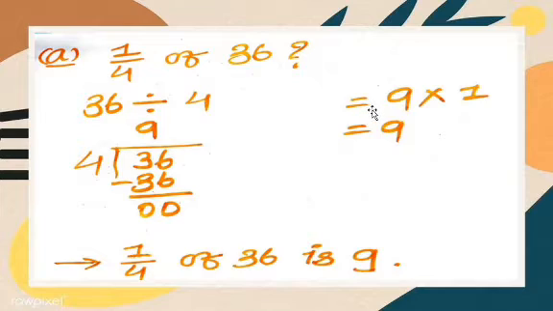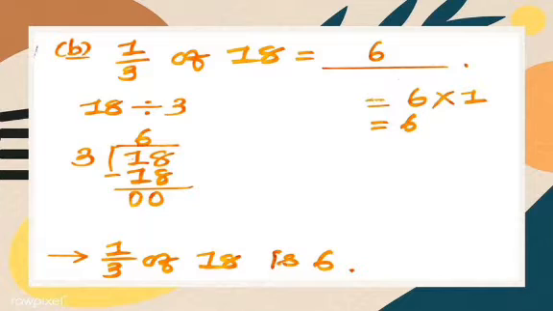So 9 multiplied by 1. 9 ones are 9. So the answer is what? 9. 1 upon 4 of 36 is 9. In this way we are going to solve all the questions. Understood? Now we move on to question number B.